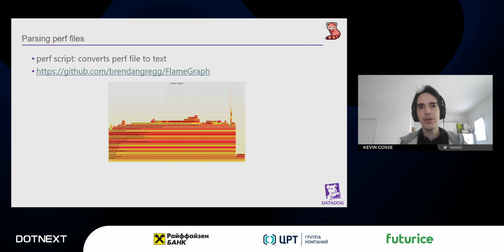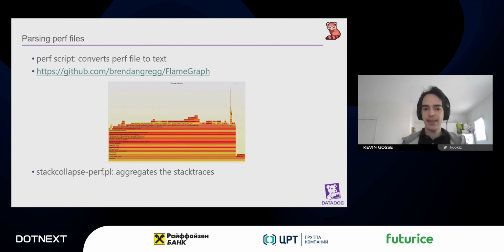And you may already know this FlameGraph project that takes the perf output and converts it to a flame graph. Personally, I don't really like this representation. I've never been able to do anything with it. But what I like in this project is the stackcollapse-perf script that you can reuse for your own purpose. What it does is it takes the output of perf script and removes the time axis to aggregate the stack traces, which makes it much easier to process.